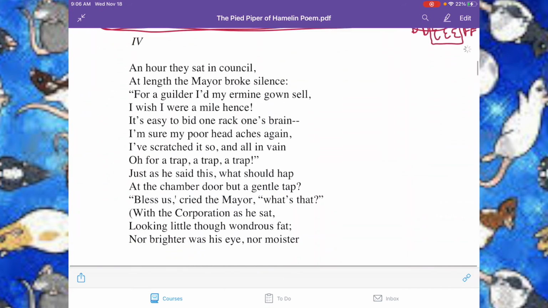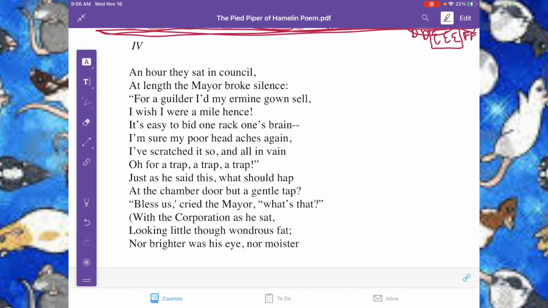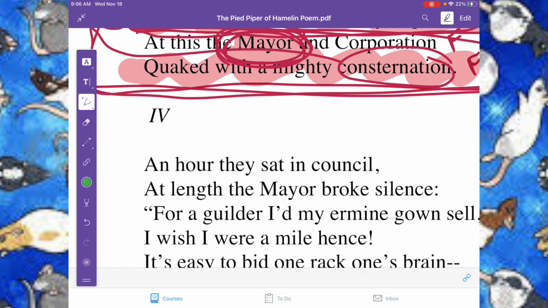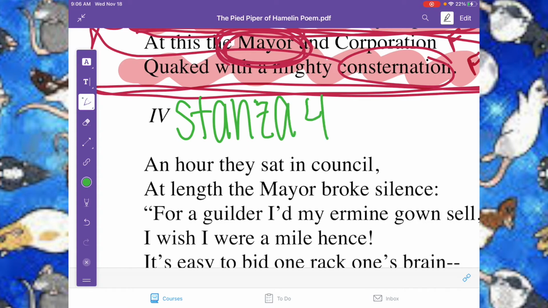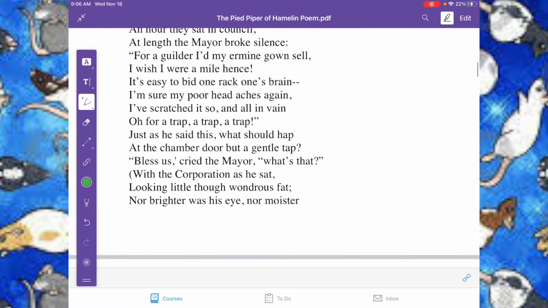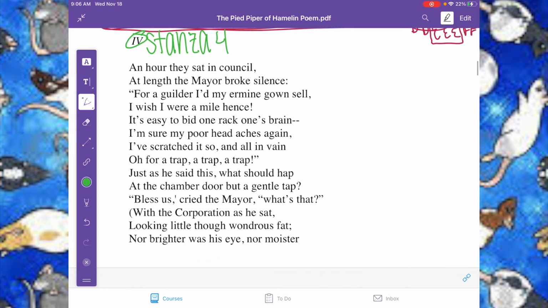All right, here we go. Stanza 4. So again, we're going to put here the number because we have Roman numerals here. Okay, so we are just focusing on stanza 4 right now.